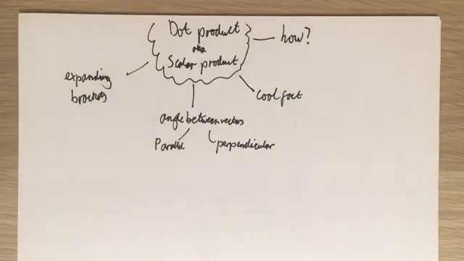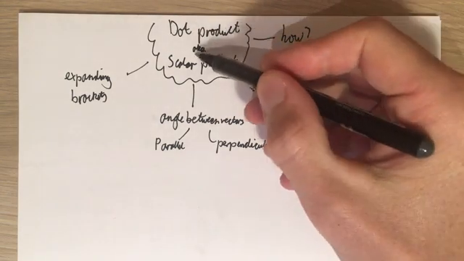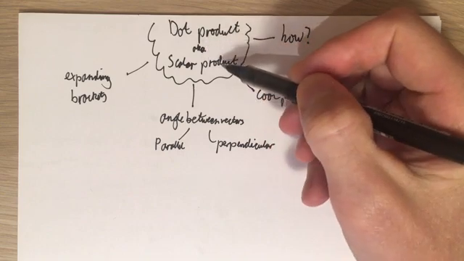Hello! So this is our last video on vectors, which is all very fun. And it's only got one thing in it. It's a thing called the dot product, otherwise known as, aka, the scalar product.